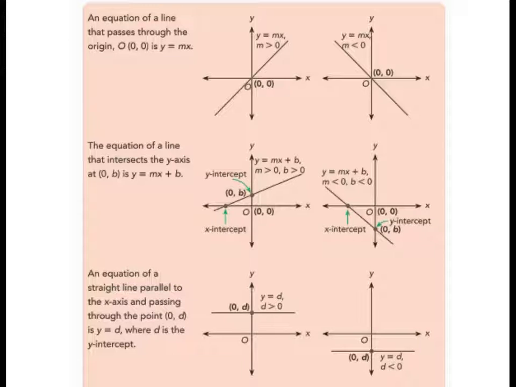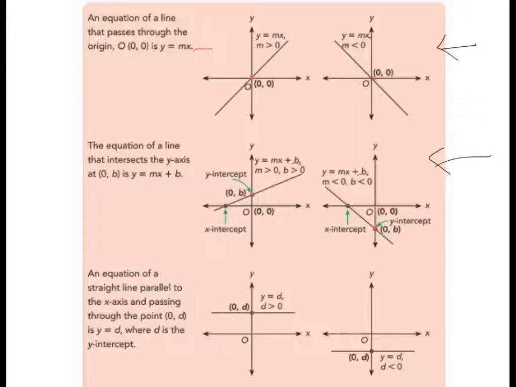Then the equation of a line that intersects the y-axis is y equals mx plus b. You'll notice the difference between the top section and the next section is that in the first section, it crosses at (0, 0) both times, so you don't have a number that it's being added or subtracted. But on the next section, it does go through the y-axis at a different point. So that's why there's a b as part of the equation.